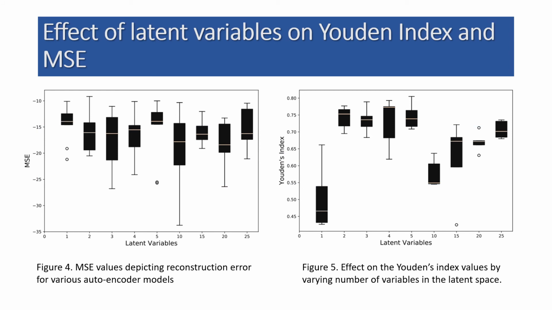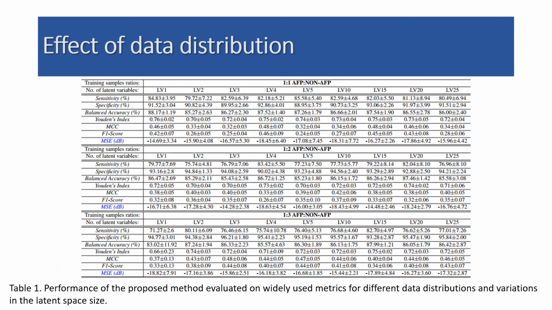Here, figure 4 illustrates the values of reconstruction error at the decoder, and figure 5 shows the effect on Youden's index by varying the number of neurons in the latent space. The proposed model generates two types of outputs: a decoded feature vector and a class label of the input protein. We used different loss functions to minimize their respective error values. The performance of the proposed classifier is compared with existing methods.